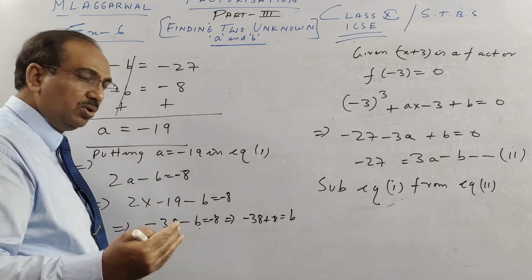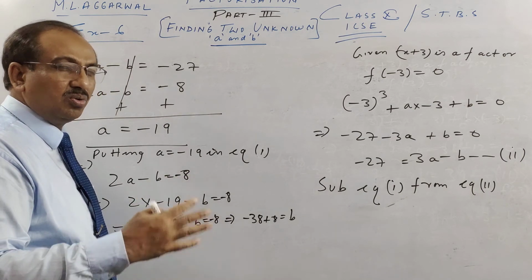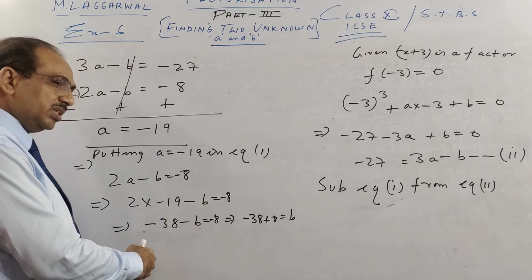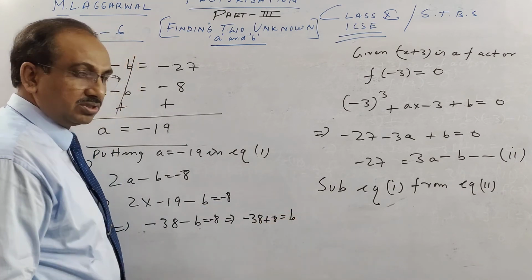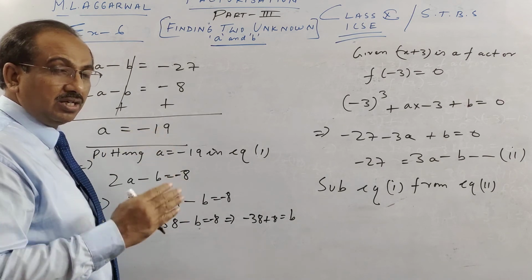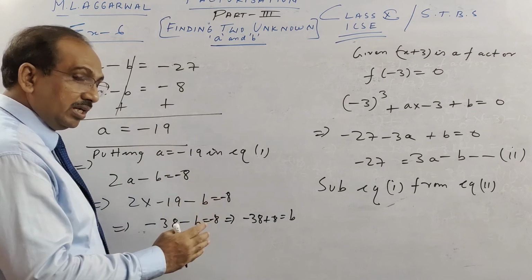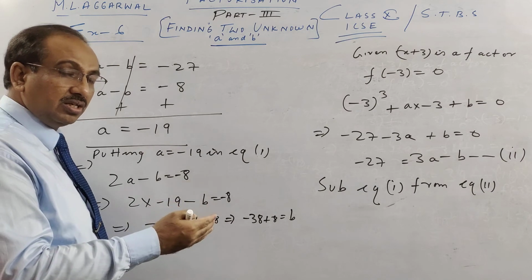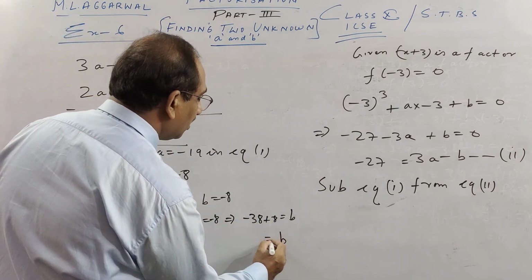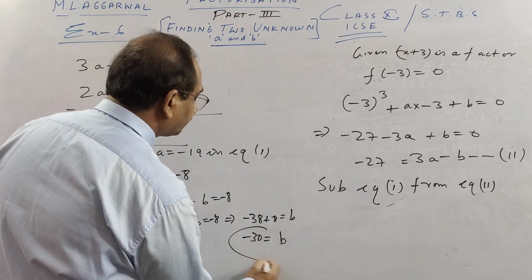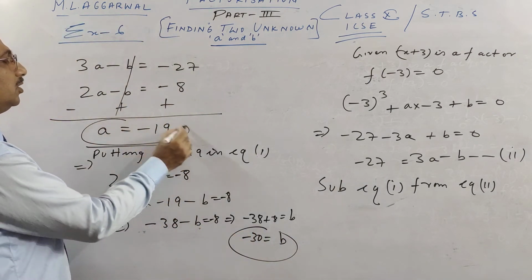So generally, as I told you, my idea is to see that the unknown is positive. If it is positive, you keep it on that side. If it is negative, you transpose it to the other side so that it becomes positive. As I have done in my linear inequation, you will see this very idea I have used to solve those linear inequations very easily. So we get b is equal to minus 30, and my a is equal to minus 19.